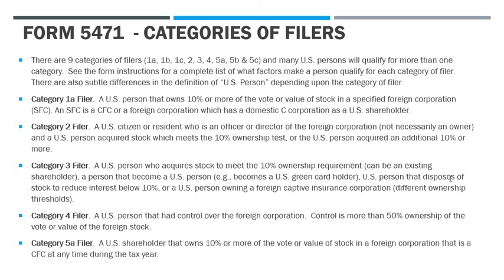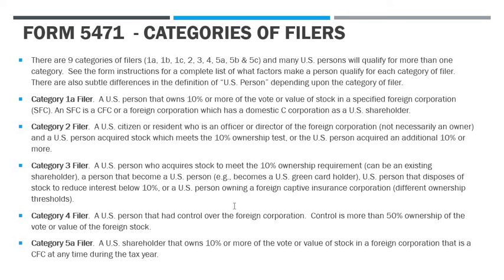Another one would be a U.S. person that sells some of their stock. If they sell stock in that CFC and it pushes their ownership below 10%, that would make them a Cat 3 filer. Or you could have a U.S. person that owns a certain ownership interest in a foreign captive insurance company. Captive insurance companies are basically offshore insurance companies wholly owned by another company, so it's a form of self-insurance. Again, that's beyond the scope of this video because it gets more complicated, but I wanted to highlight it so you could see a complete listing of what would make a Cat 3 filer.